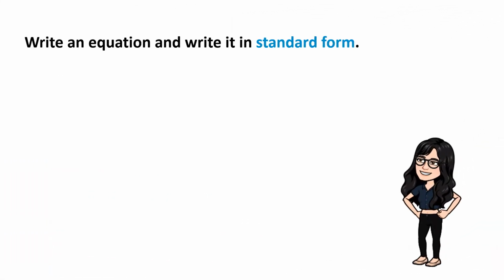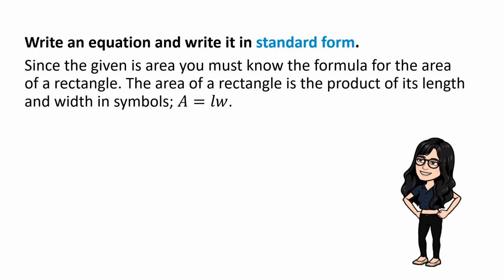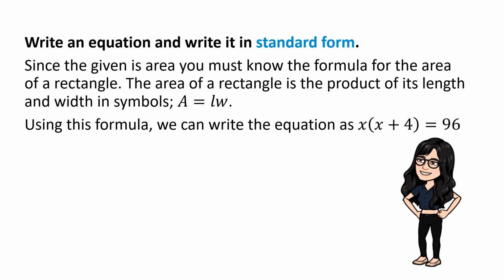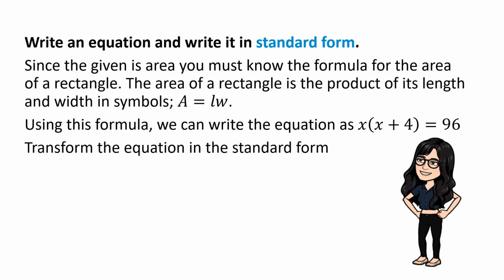Write an equation and write it in the standard form. Since the given is area, you must know the formula for the area of a rectangle. The area of a rectangle is the product of its length and width. In symbols, that is A equals LW. Using this formula, we can write the equation as x times the quantity x plus 4 equals 96.